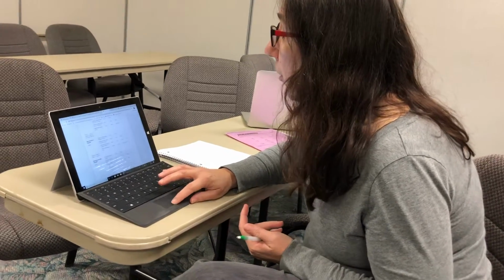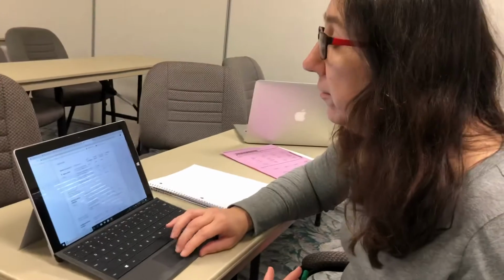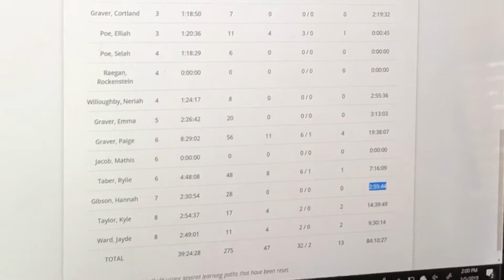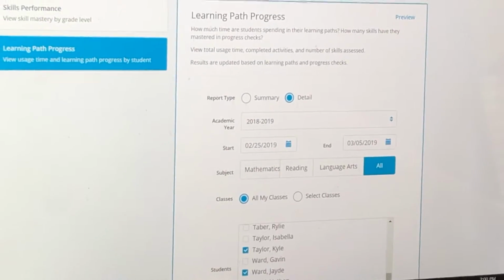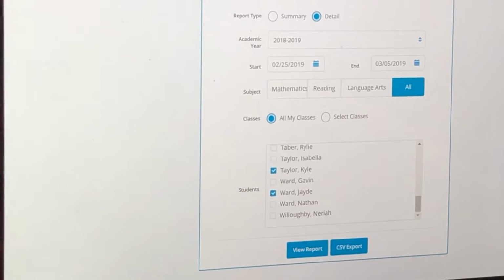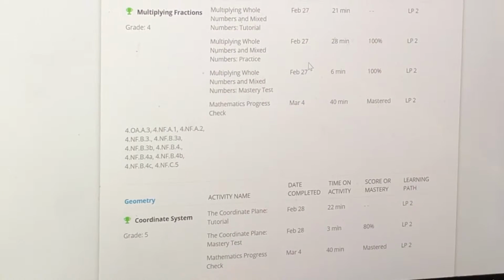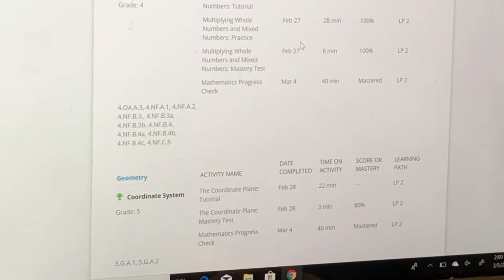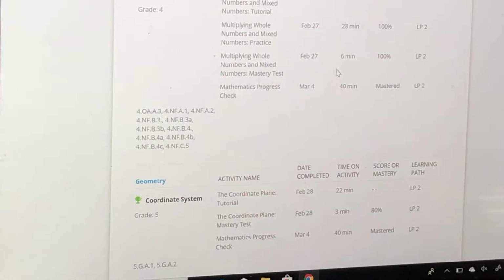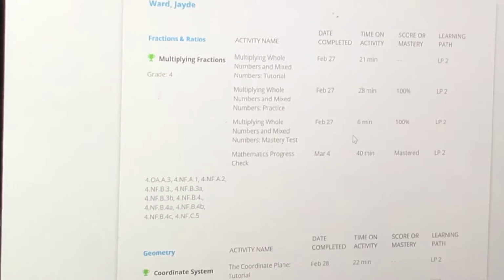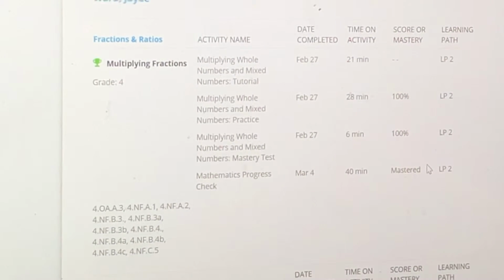I'll also prepare, like I said, in this case I happen to meet with Kyle and Jade. Let's see if I can find Jade's here. No, that's Kyle again. Oh, here it's Jade's. So I'll meet with Kyle and Jade, and I looked at Kyle's ahead of time. I'll look at Jade's. Jade's doing multiplying fractions, which is what we reinforced about a week ago. We reinforced some fraction stuff with her.